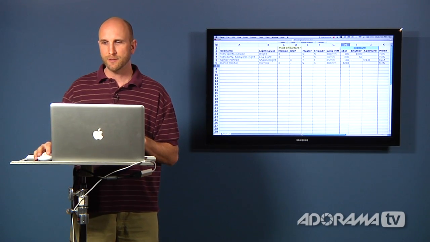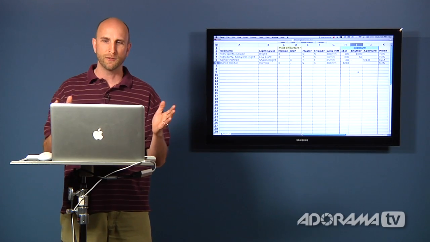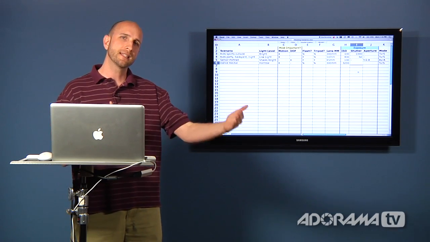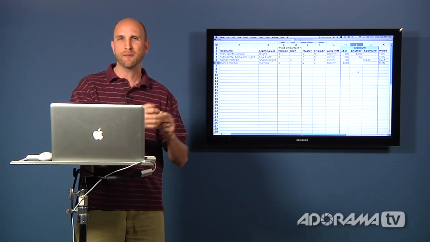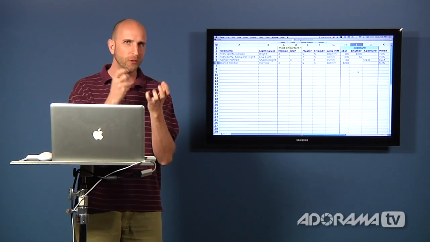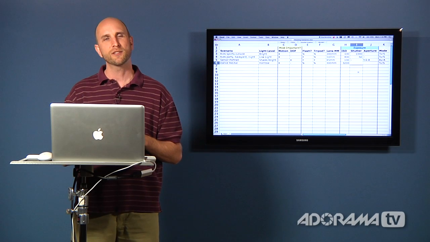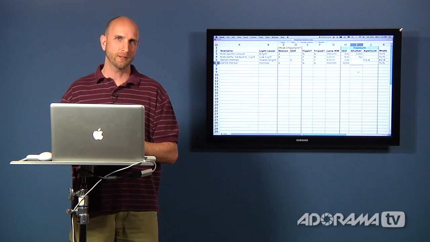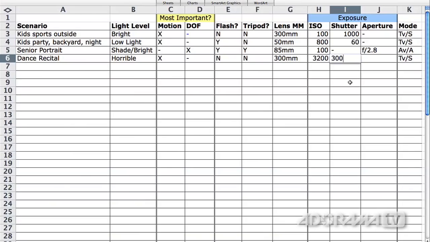Well, when we look at this, we're saying, well, what shutter speed should we use? Well, we have a lens that's 300mm. And let's say this is the absolute worst case scenario. We have no image stabilization on this lens. So it's just totally handheld. Well, we know that our shutter speed has to be at least 300th of a second. So I'm going to say 300th of a second here.